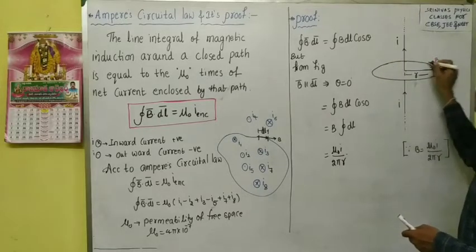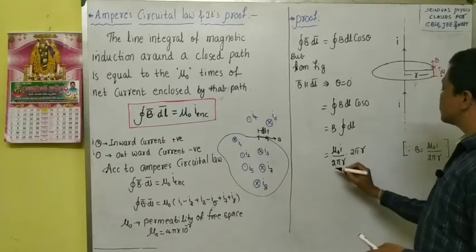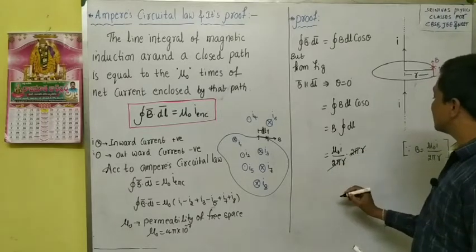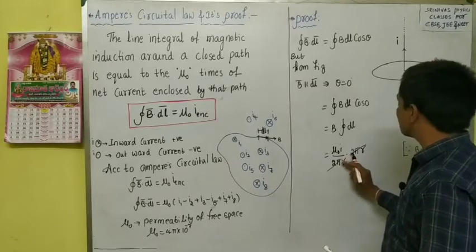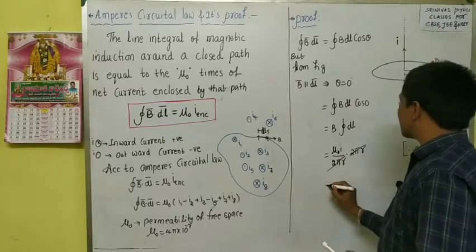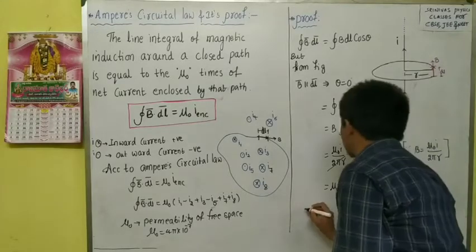Integration dl is the full circle length, which gives 2 pi r. The 2 pi gets cancelled, and r also cancelled. Then finally we are getting mu naught I. Then the proof is almost completed.